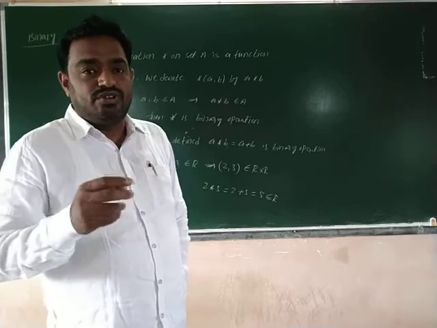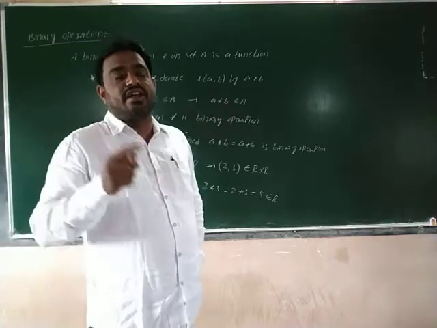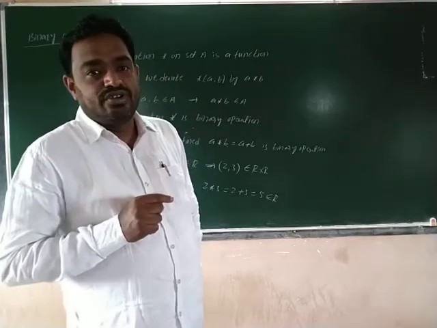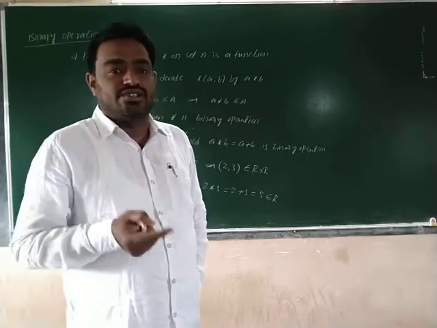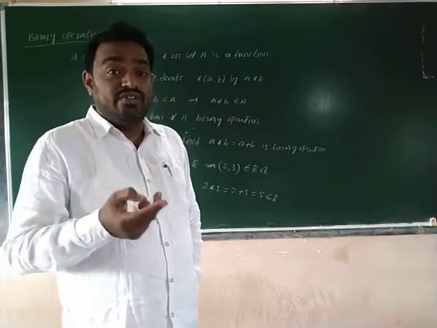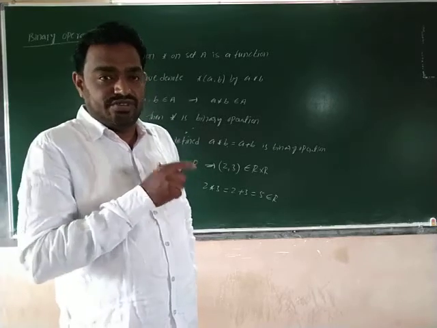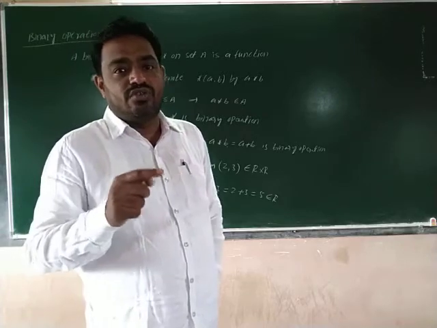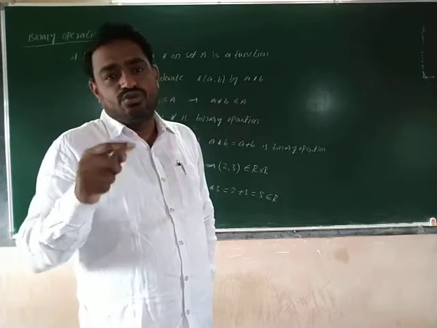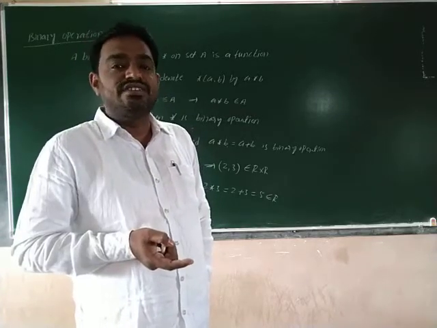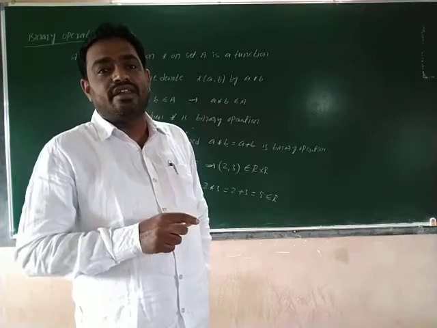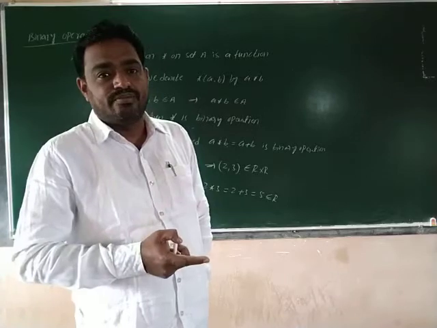For example, division is not a binary operation on the natural number set. Why? 2 comma 3 belongs to N. Then how do we define division? Division of a comma b equals a by b. So division of 2 comma 3 equals 2 by 3, and 2 by 3 does not belong to N. So division is not a binary operation on the set N.